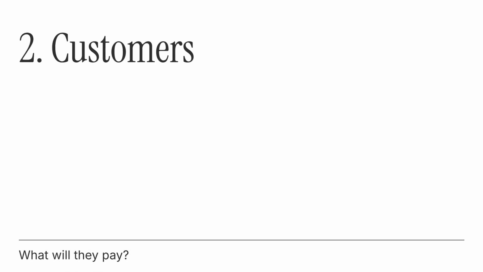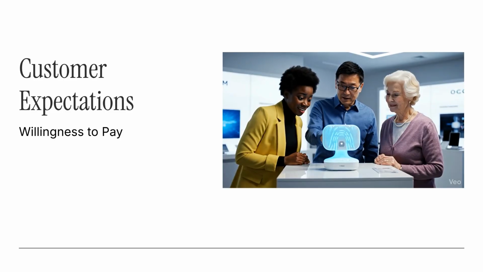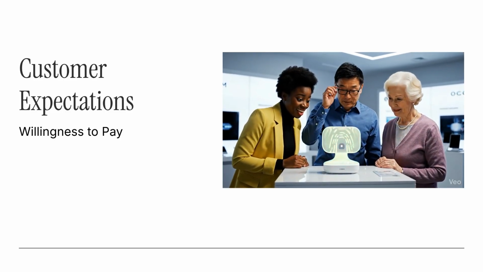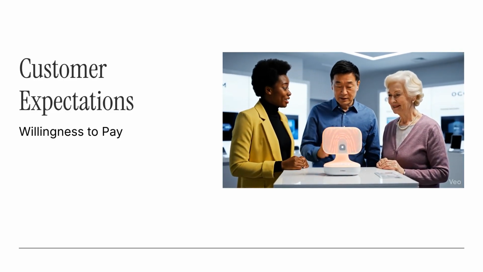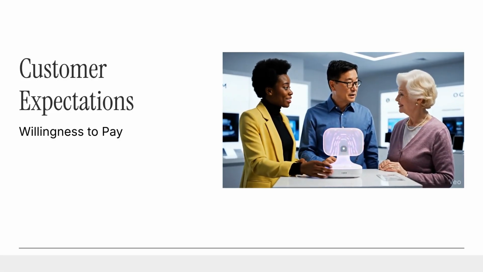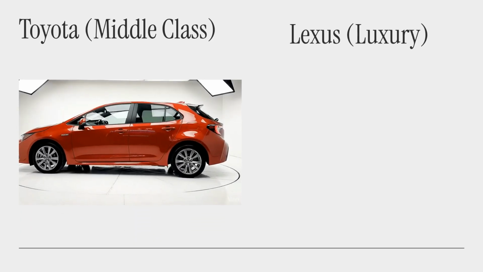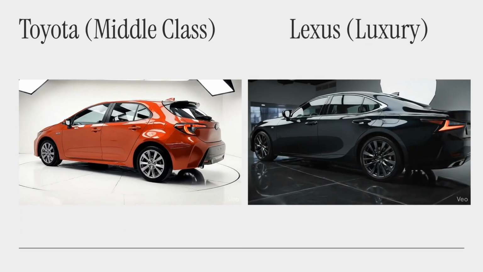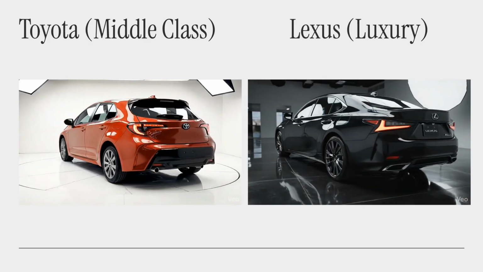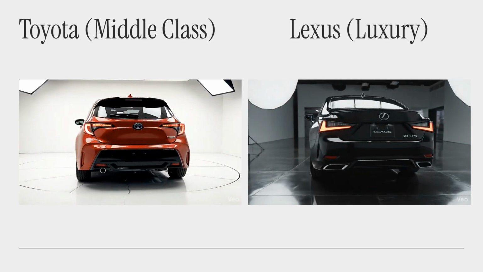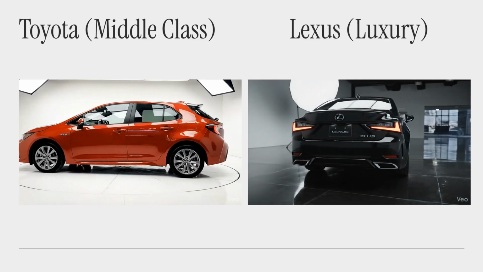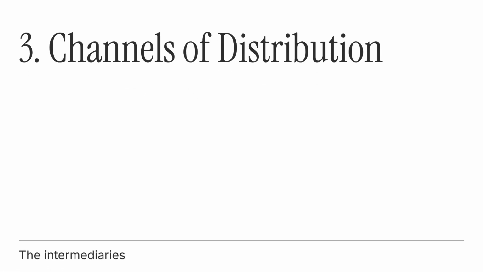The second C is customers. They are a critical element, as they ultimately determine the sales success of your product. Marketers must determine what customers expect the price to be, and more importantly, what they are willing and able to pay. Consider the example of Toyota versus Lexus. Toyota targets the middle class with appropriate price points, while Lexus, a luxury brand, commands a higher price, targeting a different market segment.